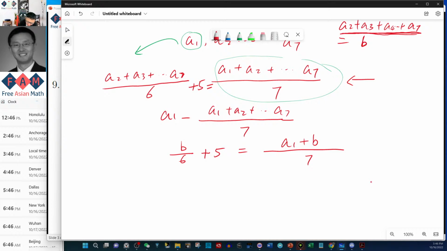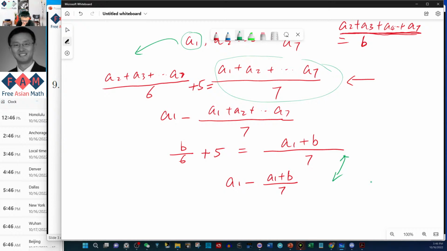Now what do we need to do? We need to find A1 minus 7. This is A1 plus B. That is really interesting, because here we can see that essentially we just need to evaluate this expression, but we need to find a way to connect the two expressions. From the first one and the second one, how can we figure out what it is?